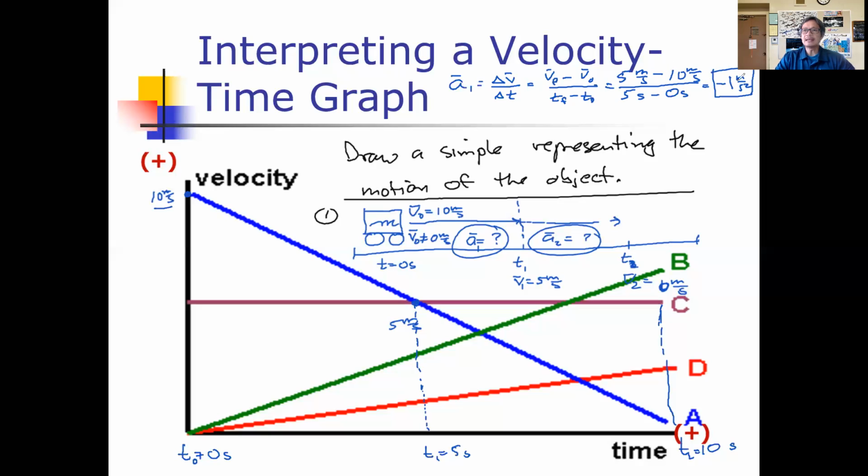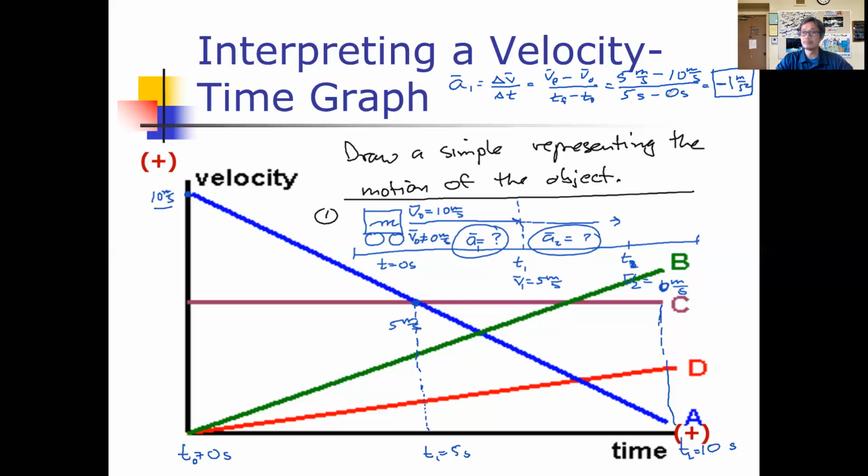Make sure you're able to do that. Negative acceleration in this instance means slowing down. Even if we don't have the graph here, we know that it's slowing down because the velocities are positive and the acceleration is negative. The graph really lays it out very clearly for us that the object is slowing down.